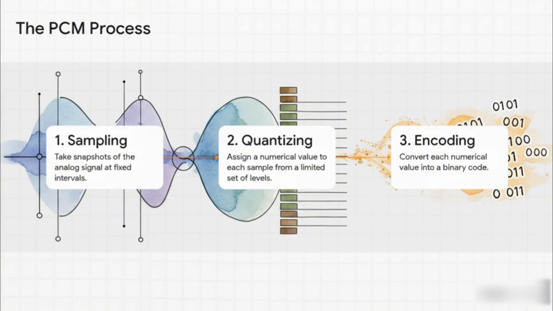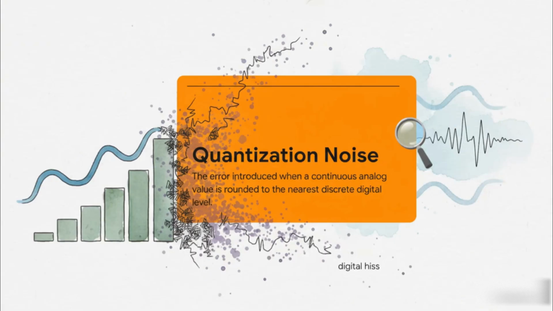It's kind of like creating a digital flipbook of the sound. But there's a catch. That whole rounding off step, the quantizing, it's not perfect. There's always this tiny little difference between the real analog value and the digital level it gets snapped to. This difference creates an error. It's like a faint digital hiss or static. We call this quantization noise, and really, minimizing it is the name of the game.